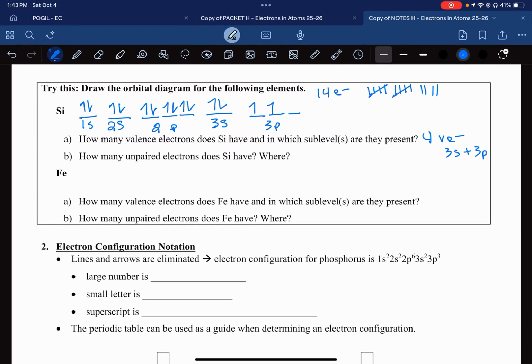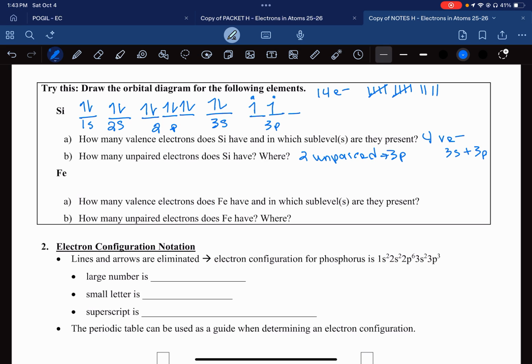Then it says how many unpaired electrons does silicon have and where are they? So these two here are unpaired. So let's just say two unpaired, and they're in that 3p sublevel. Okay, so let's do iron now.